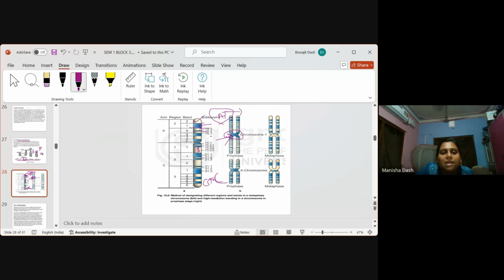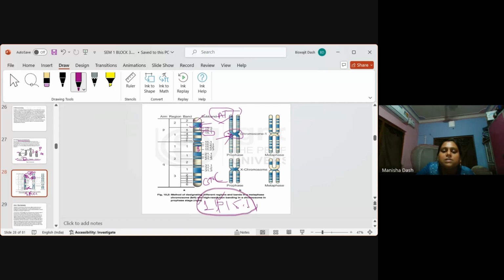Like if you observe here, this is given 15.1, so it will be written as P15.1. So what does it mean? This is telling about a location on the chromosome, and the chromosome number is mentioned before this, like 1p15.1. So this is present on the first chromosome, in the short arm of the first chromosome, in the first region of the fifth band of the first subband. That is how the location of a gene is revealed from the banding pattern of the chromosome.